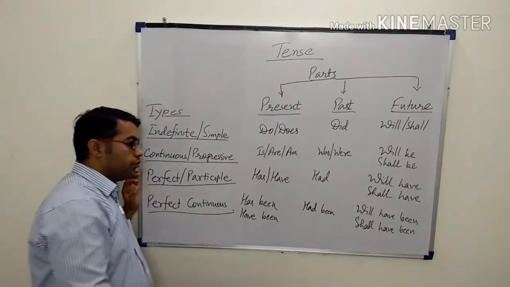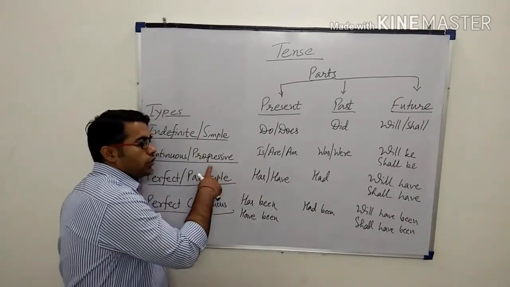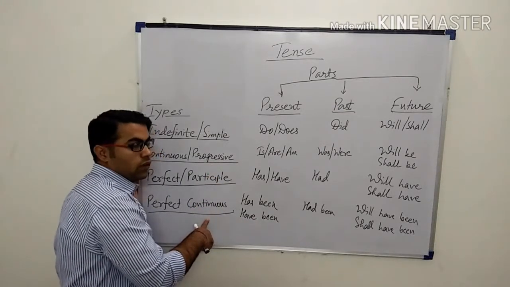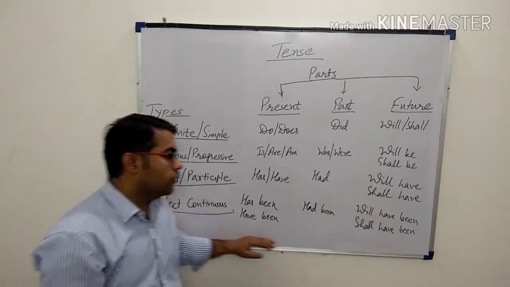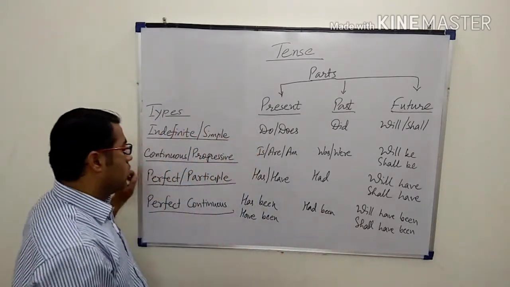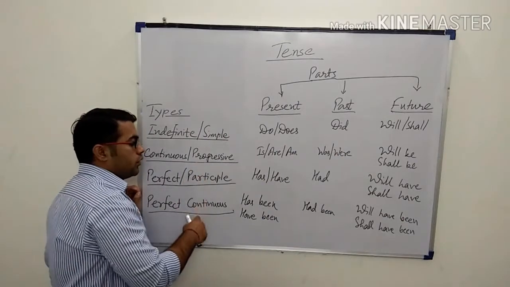Okay. Here also we were using verb first form plus ing. Here also we use verb first form plus ing. And in all the perfect continuous tenses we are using verb first form plus ing. So this is the similarity between continuous and perfect continuous.